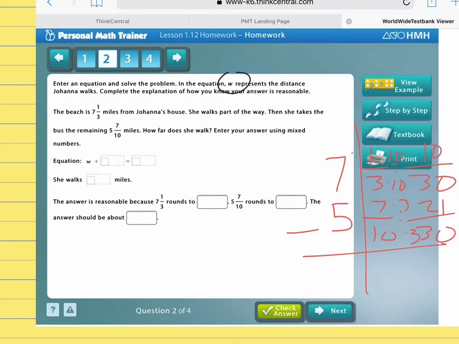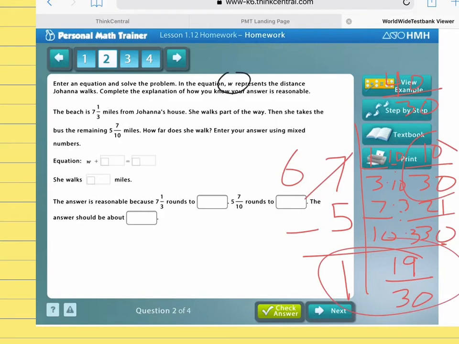I don't have enough 30ths, so I'm going to have to rename this fraction, adding 30/30 to this number right here. So that would give me 40/30. 40/30 minus 21/30 will give me 19/30. 6 minus 5 is 1. So the actual distance she's going to walk is 1 19/30.